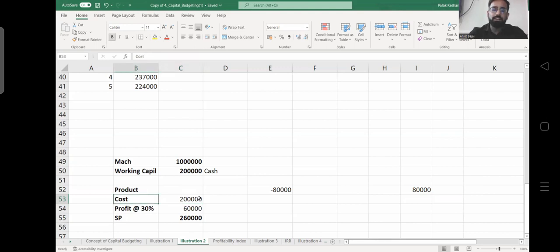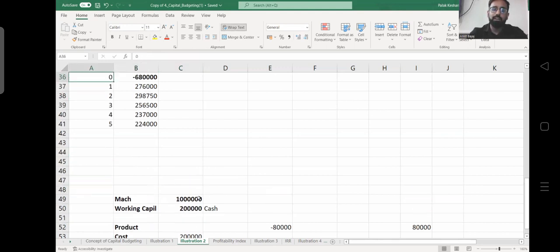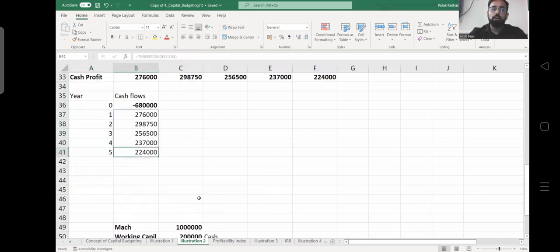Is it clear? So at the end of 5th year, what we have to do, we have to take working capital amount also, right? So at the end of 5th year, you will be getting back working capital also. This is going to be another cash flow, which we have to include here. Is it clear? Are you able to understand?